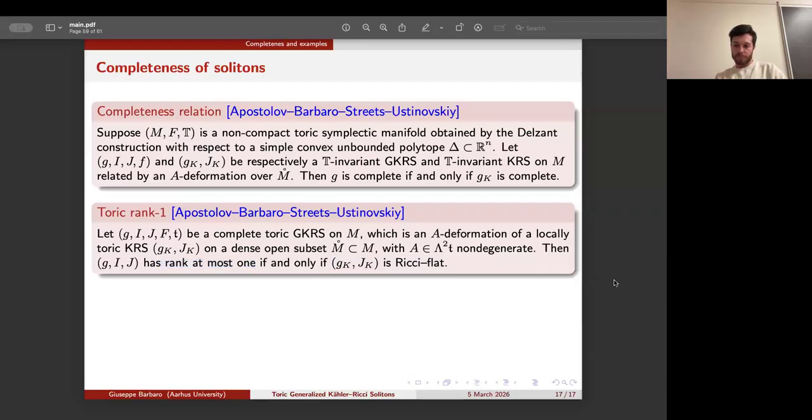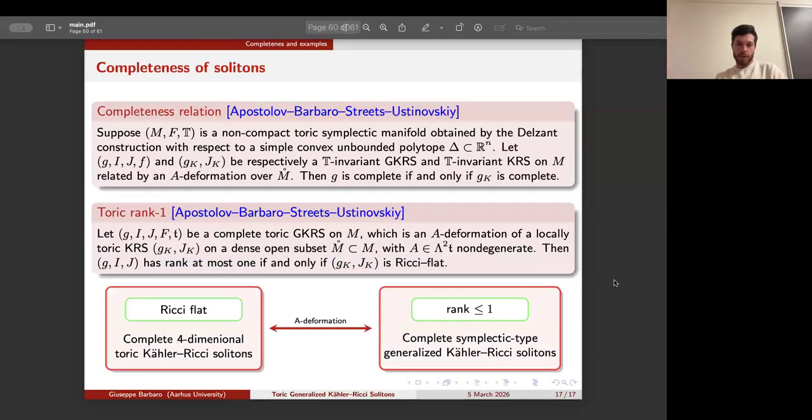So to put also this one in boxes, we have seen that using A-type deformation, you go from Kähler-Ricci solitons to generalized Kähler-Ricci solitons. And then if you start from a Ricci flat, then you go into something which is rank 0 or rank 1.